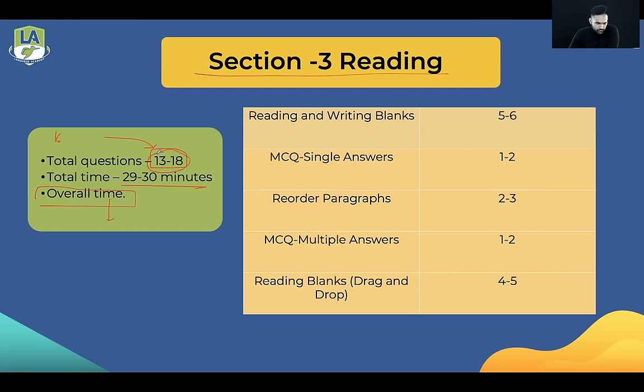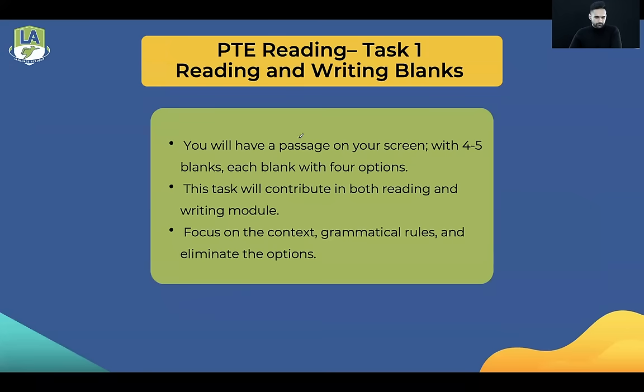Now, what is the main thing over here? Time management. We have five different types of tasks here: reading and writing blanks, MCQ single answers, reorder paragraphs, MCQ multiple answers, and reading blanks, drag and drop. Of reading and writing blanks, you'll have 5 to 6, 1 to 2, 2 to 3, 1 to 2, and 4 to 5 of each. Now, these two are not important. The rest three are important. Let's have a look in detail at each and every task.